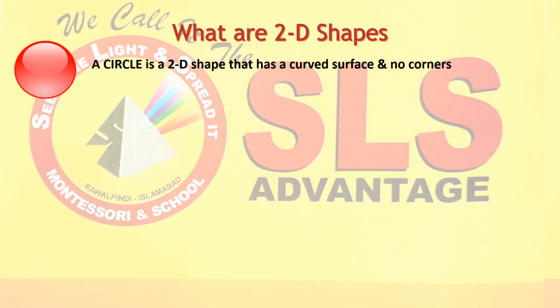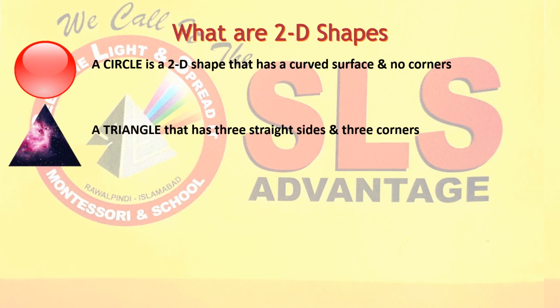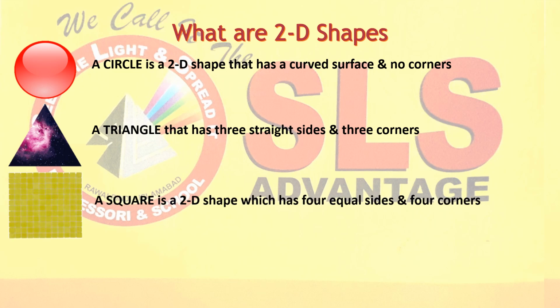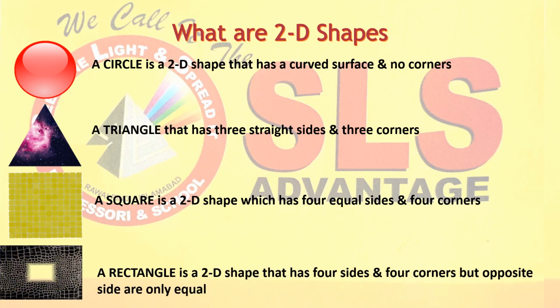Look at this shape. The shape is called a circle. A circle is a two-dimensional shape or 2D shape that has a curved surface and no corners. The next one is a triangle that has 3 straight sides and 3 corners. The next shape is a square. A square is a 2D shape which has 4 equal sides and 4 corners. The last shape which we are going to discuss is a rectangle. A rectangle is a 2D shape that has 4 sides and 4 corners, but only opposite sides are equal.